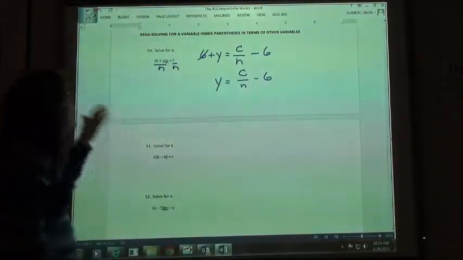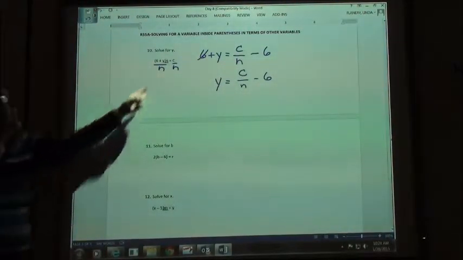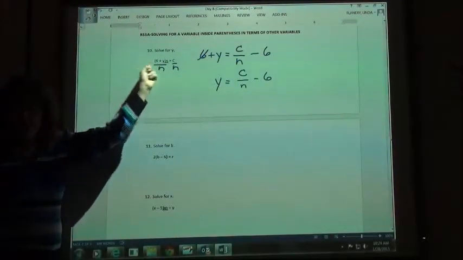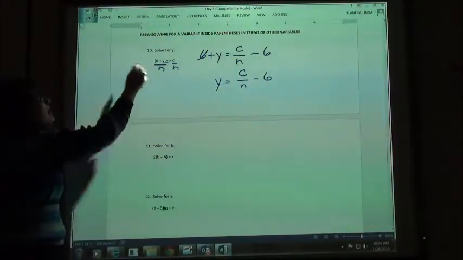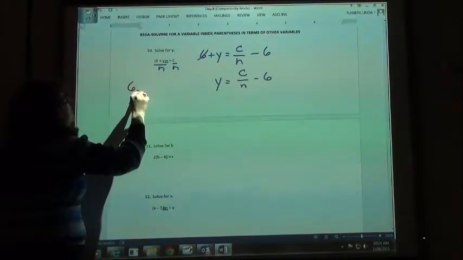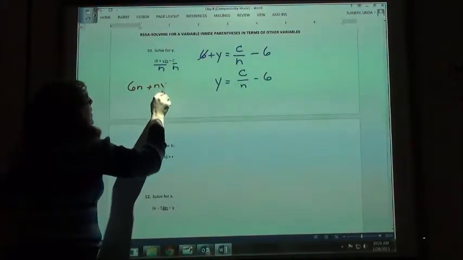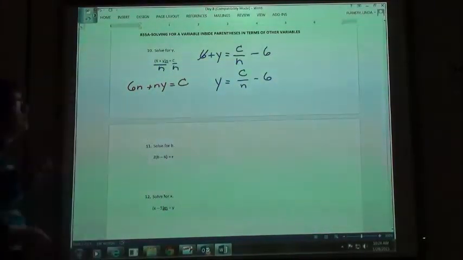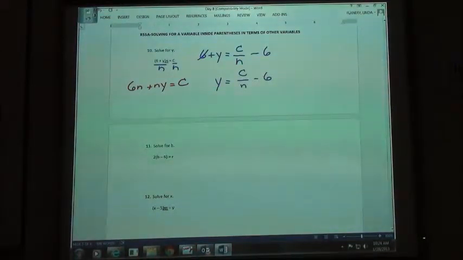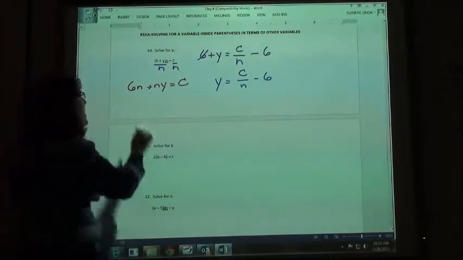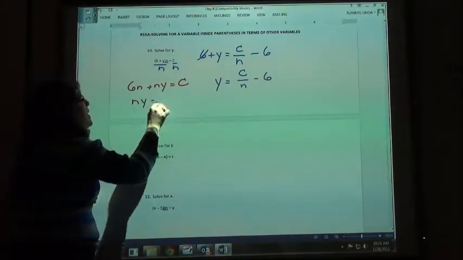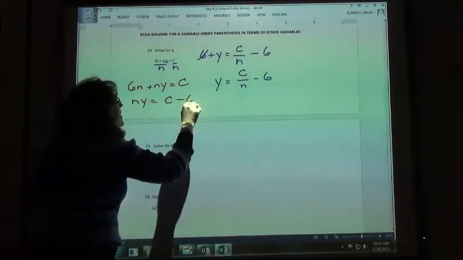Now, the other way I could have done it also is to get rid of my parentheses first, for those who like to do that. If I use my distributive property, 6n plus ny is going to equal c, right, using my distributive property. I want to solve it for y, so I would move this to the other side. So ny would equal c minus 6n.